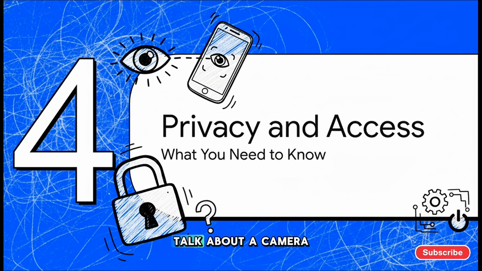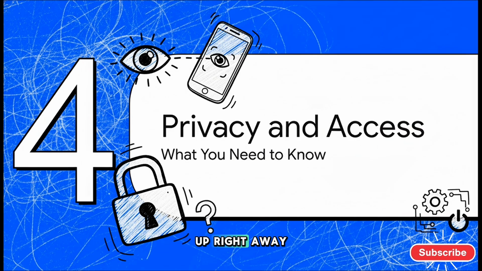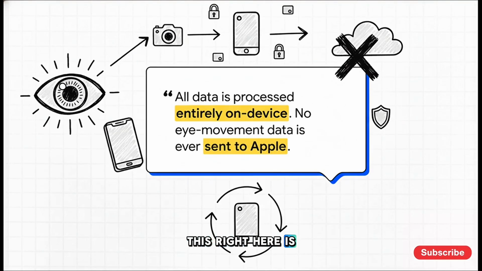Okay, so whenever we talk about a camera that's watching you, 2 huge questions pop up right away. What about my privacy? And can my phone even do this? So let's tackle those crucial details head on. This right here is probably the most important thing to understand when it comes to privacy. Everything, and I mean everything, from the images the camera sees to all the calculations about where you're looking, it all happens right there on your iPhone. Nothing gets sent to Apple, nothing is stored in the cloud. It is designed from the ground up to be private.